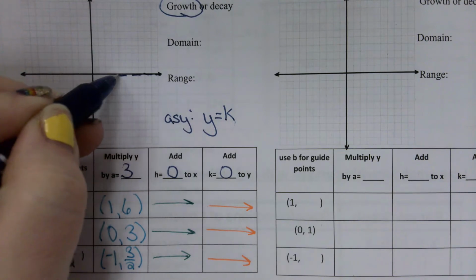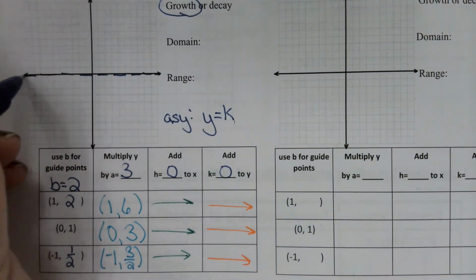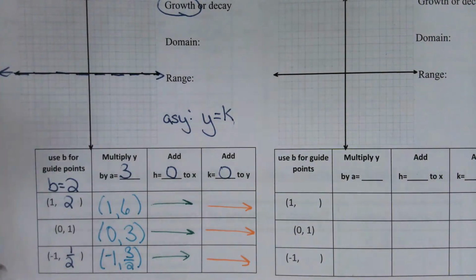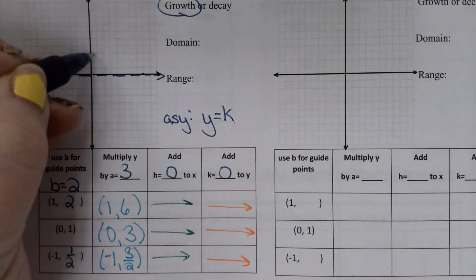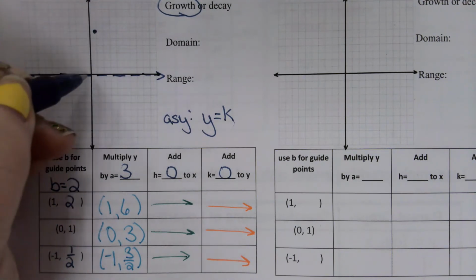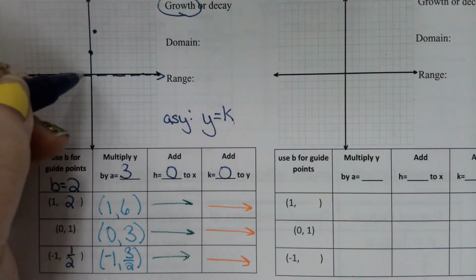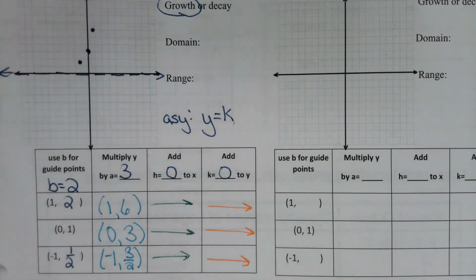So I plot my asymptote first. I'll use a dashed line for my asymptote. And then we'll plot our points. So we have one at 1, 6, one at 0, 3, and finally -1 and 3 halves. And we can see it trending downwards.